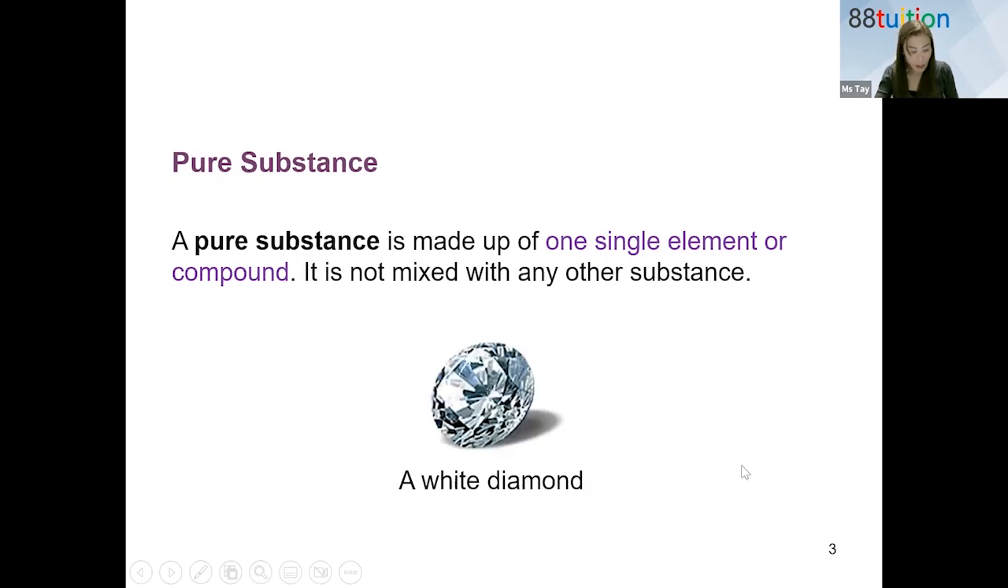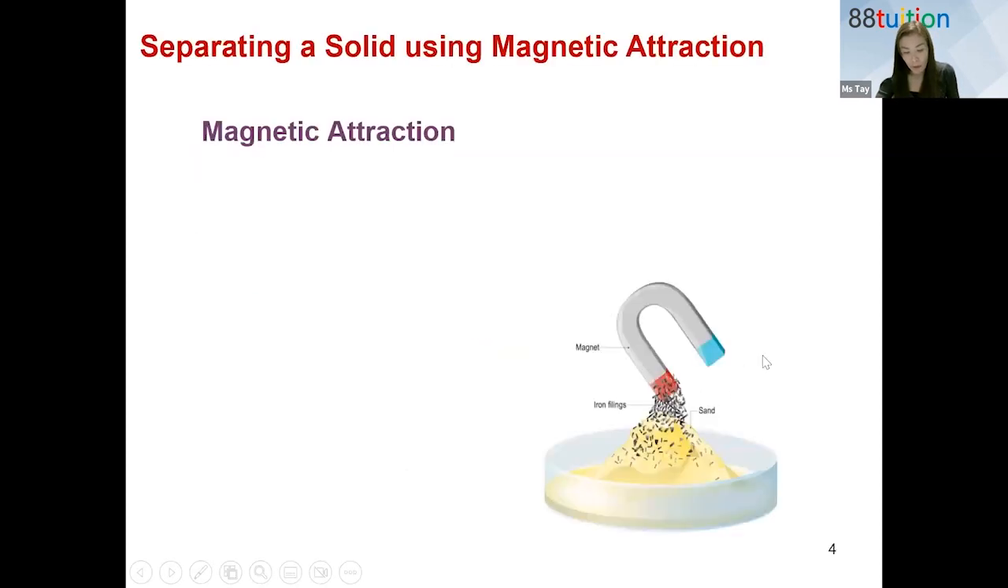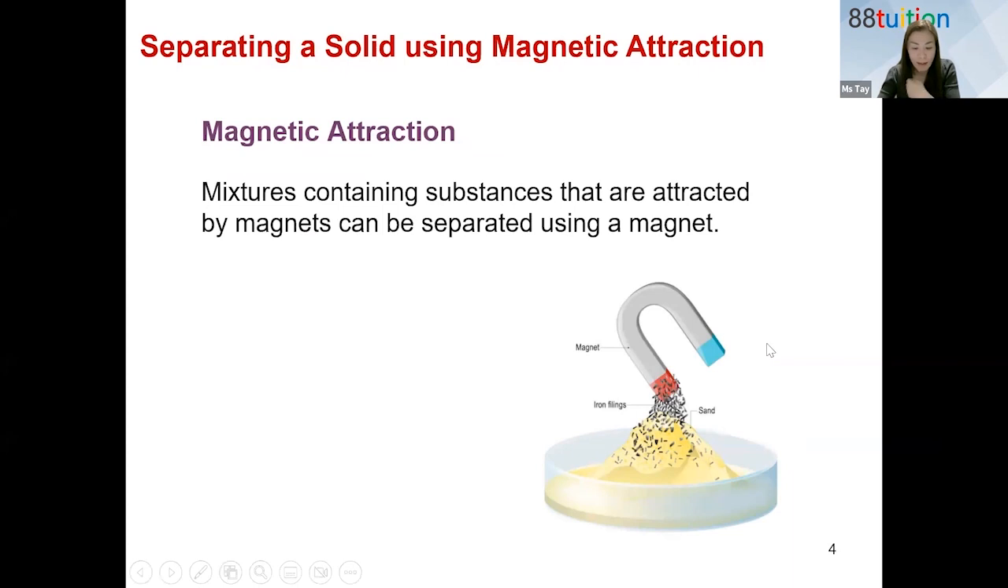This is an example of diamond. Diamond is made out of carbon, the element carbon. To separate solids, there are many ways of separation. You need to know these few ways. One of these is magnetic attraction. You use a magnet to separate out the substances that are attracted to the magnet. For example, here you have iron filings. The iron filings can be attracted to the magnet, so we use the magnet to remove the iron filings from the mixture.